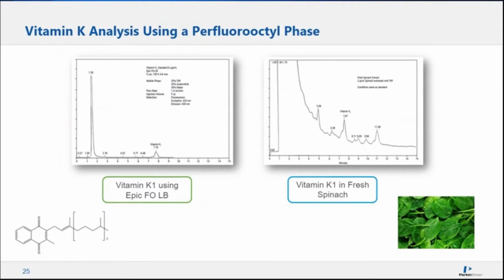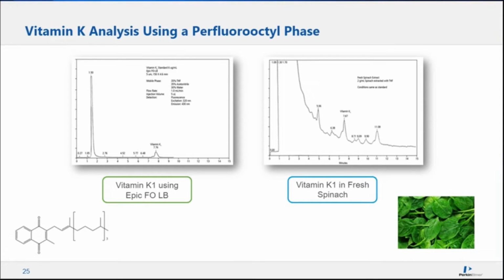And this is just one example. We could see the structure of vitamin K in the lower left-hand portion of the slide. This is a very hydrophobic molecule. It has three hydrophobic chains at the conjugated system. So on a C18 column, this really retains very highly, and in some cases it's very difficult to separate from other hydrophobic impurities that are contained in the sample.